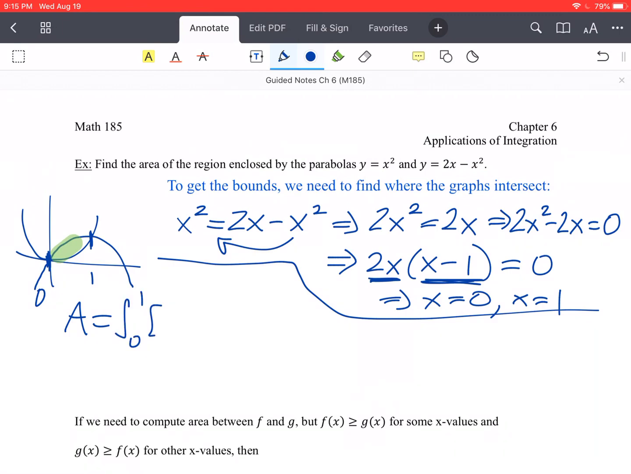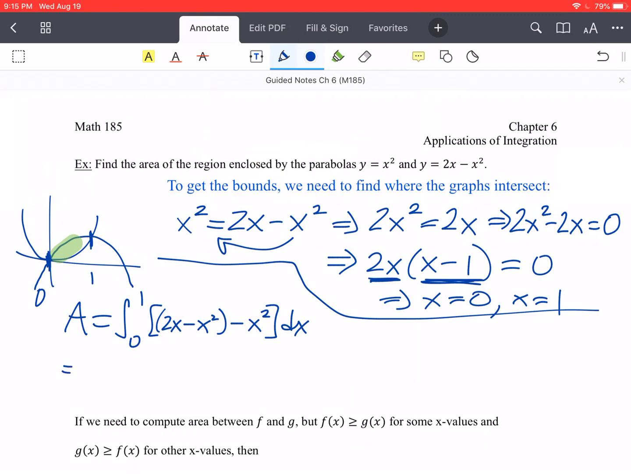Again, we need to remember which function is on top. That's important. So the function on top is not necessarily the one that comes first. In fact, in this case, it's the second one that's on top. So that's going to be 2x minus x squared minus the bottom function, x squared, dx.